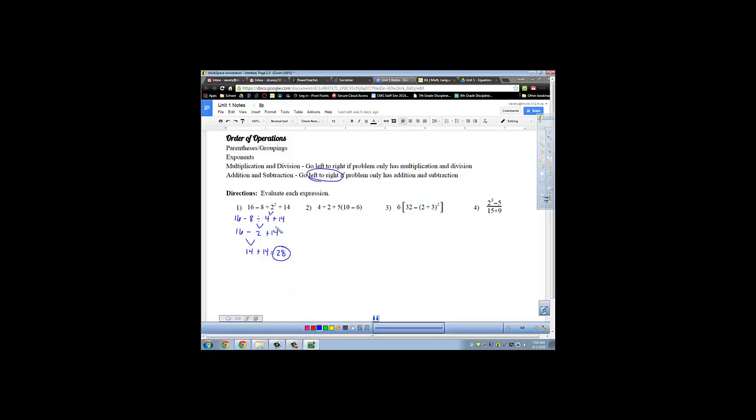If you had done addition first, you would have gotten 16 minus 16, which is 0. Completely different answer. So make sure you follow the rules. Think about each step as you go.